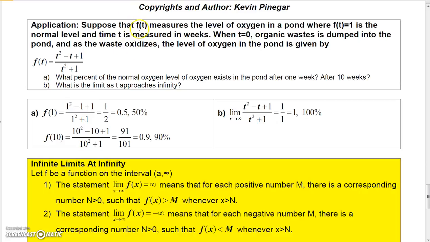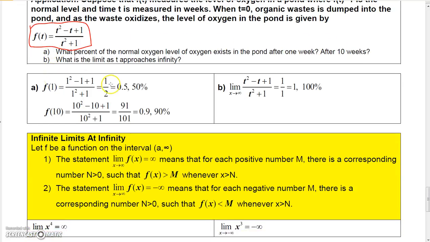Suppose that f of t measures the level of oxygen in a pond, where f of t equal to 1 is the normal level and time t is measured in weeks. When t equals 0, organic waste is dumped into the pond, and as the waste oxidizes, the level of oxygen in the pond is given by this function. It asks what percent of the normal oxygen level exists in the pond after 1 week, 10 weeks, and so forth. Remember, t is measured in weeks.